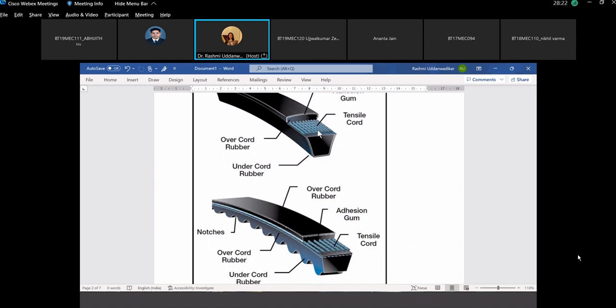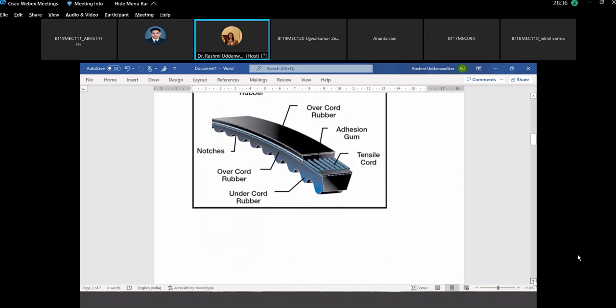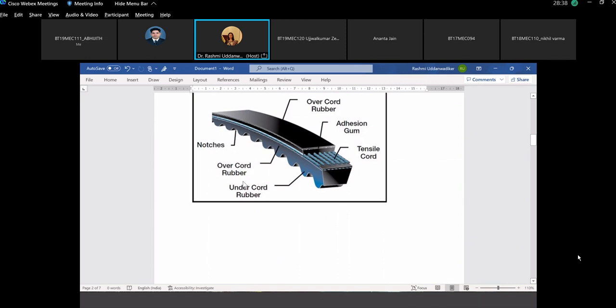Different designs, different types. This is the flat bottom surface. This is the bottom surface having notches, again covered with cord. So this is the construction of V belt, depending upon the application or where it is used exactly.